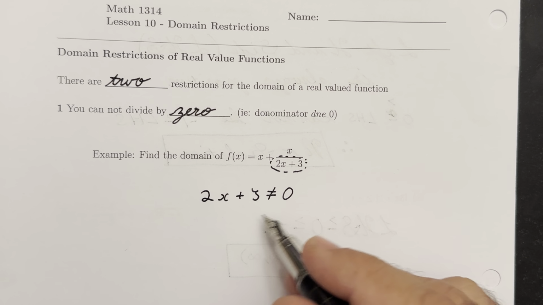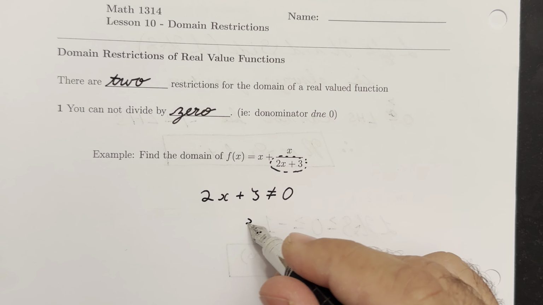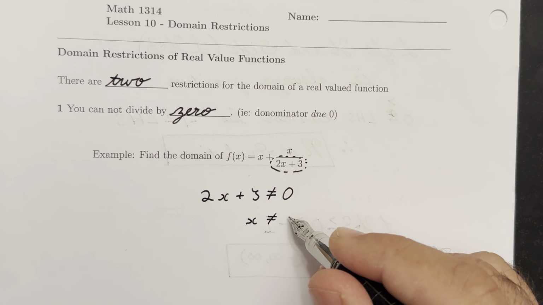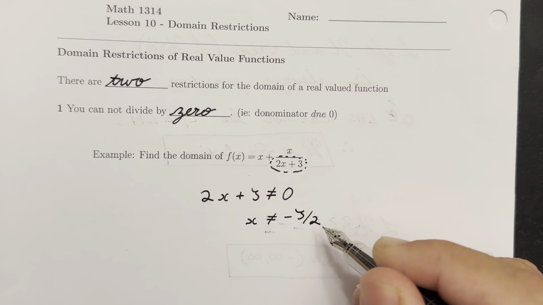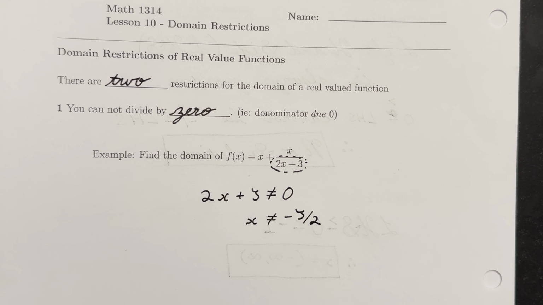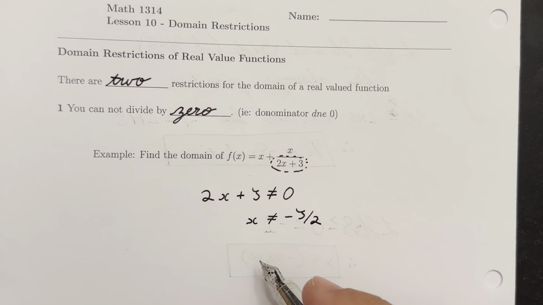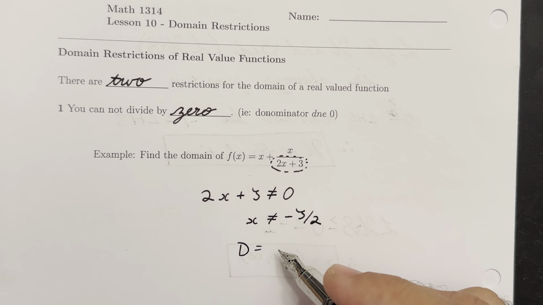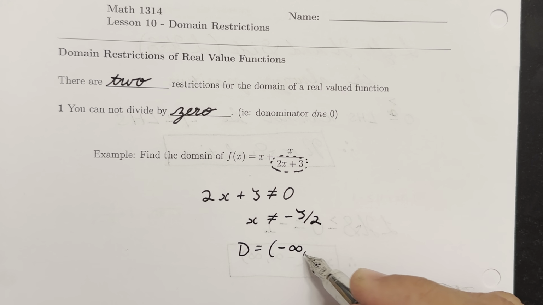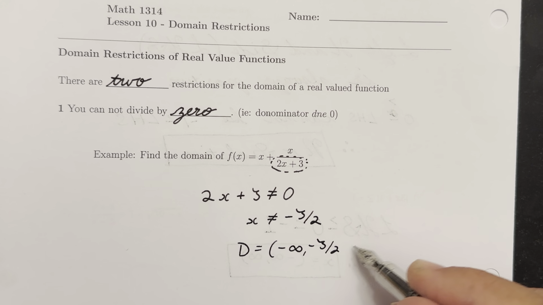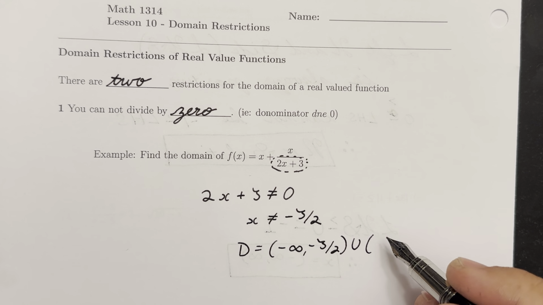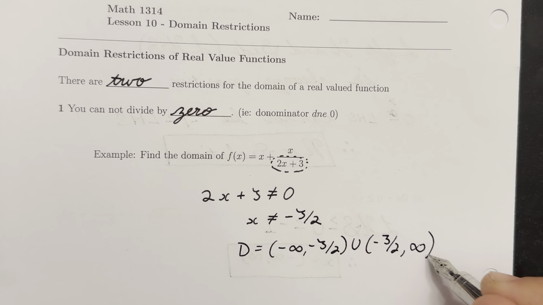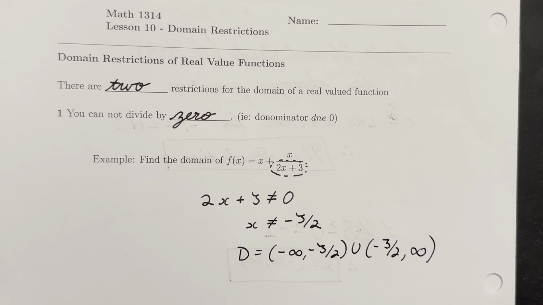So we solve this inequality, right, because they're not equal to each other, for x, and we'll find that x cannot be negative 3 halves. So that means any number in the number line is good except for negative 3 halves. So our domain would simply be from negative infinity to negative 3 halves union negative 3 halves to infinity. And this should feel very similar to what we were doing with inequalities in the previous lesson.